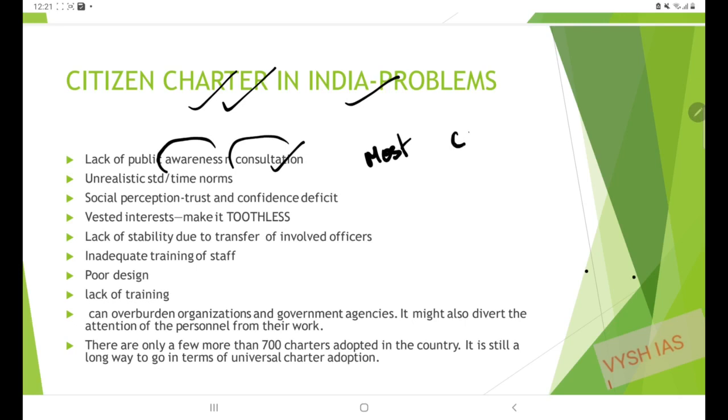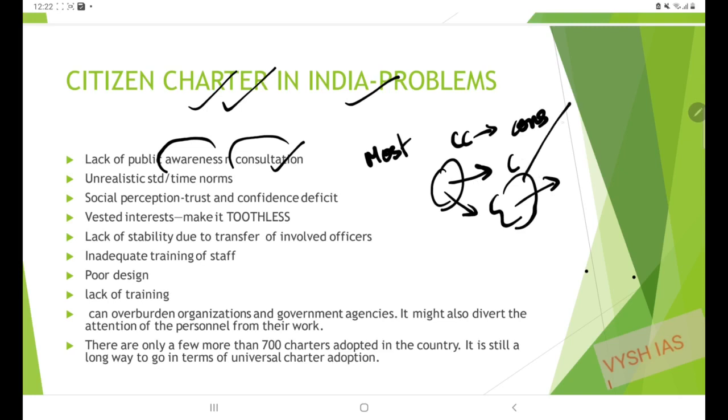Whenever this citizen charter is being made, there is no consensus being made. The organization, while making the citizen charter, is simply sitting at a place and making the decision. There is no interaction with the public and consensus does not exist.